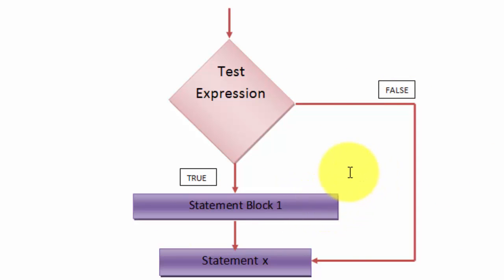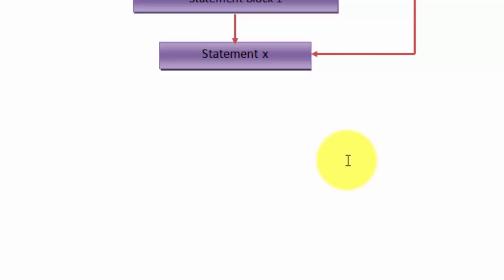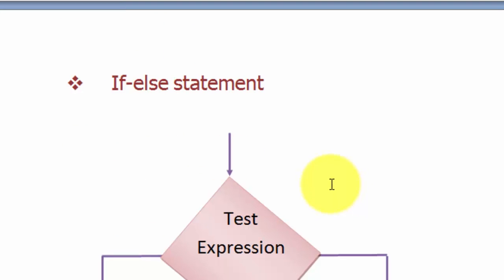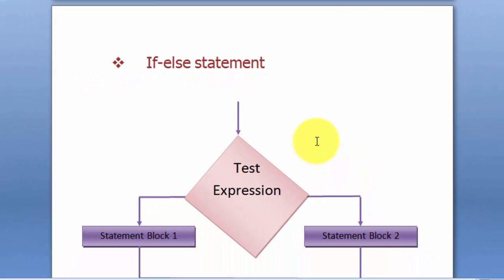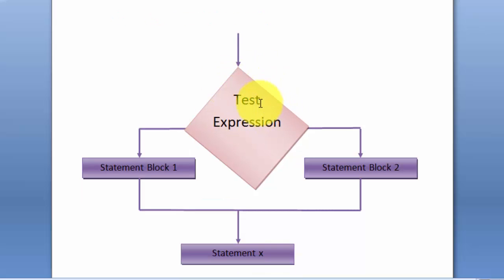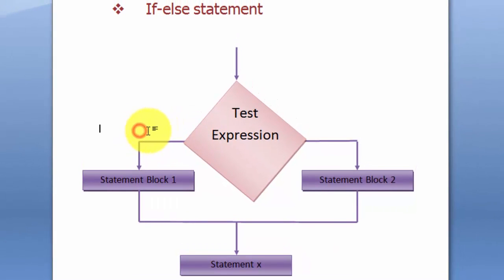But what if you want a separate set of statements to be executed if the expression returns a zero value? In such a case we will use the if-else statement, rather than using a simple if statement. The general form of a simple if-else statement is shown in the figure given below. See this one, the test expression. If this test expression becomes true, I'm writing here as true.